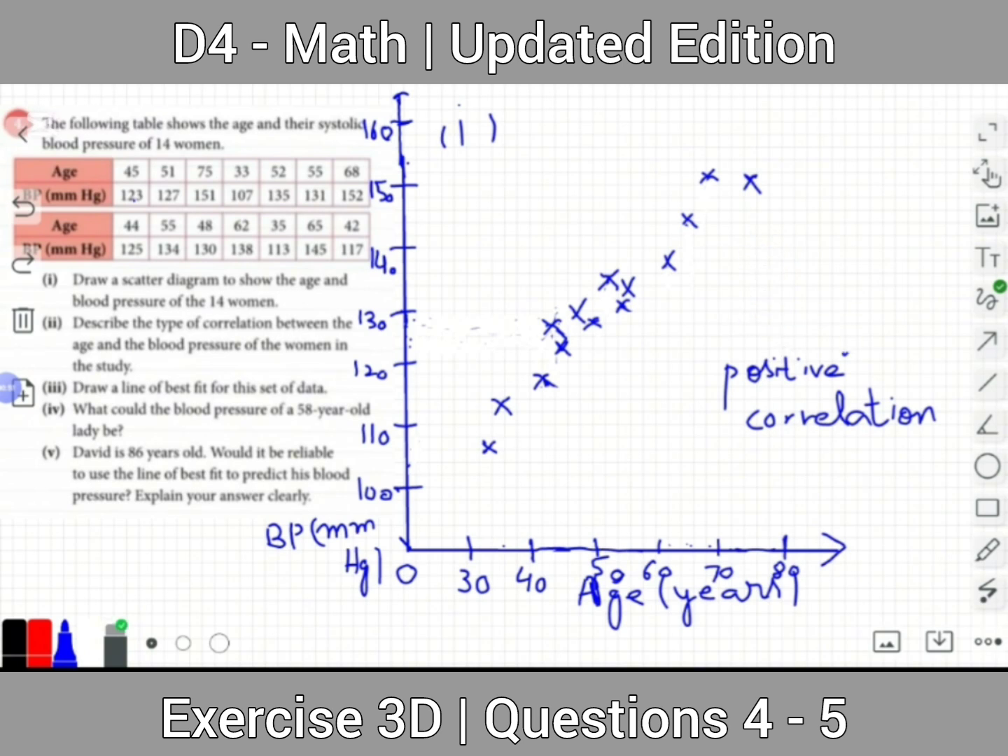Now in part 3, we have to draw a line of best fit for this set of data.